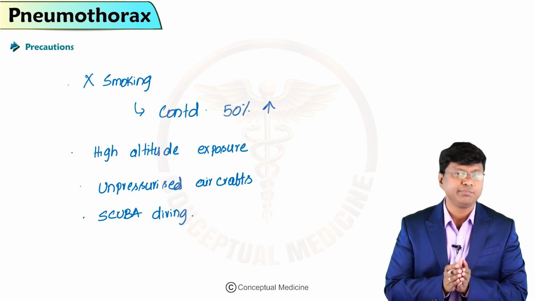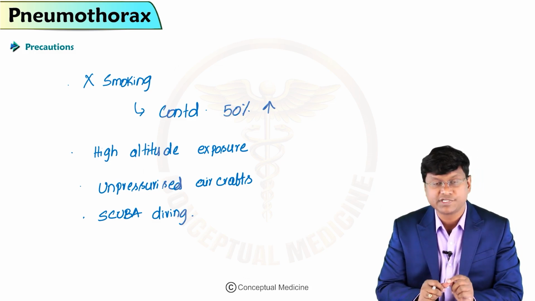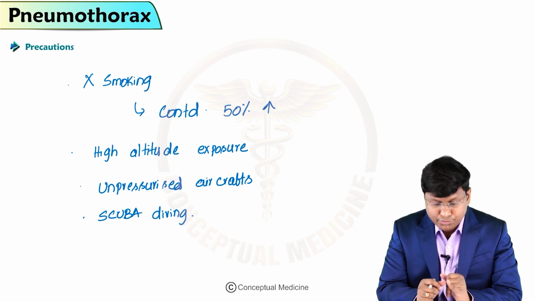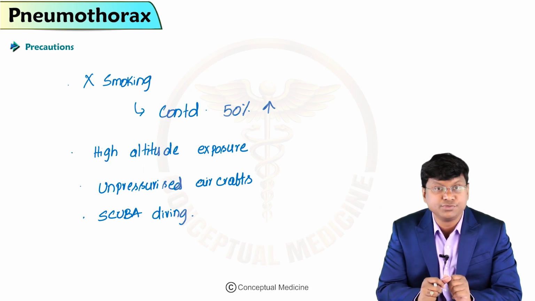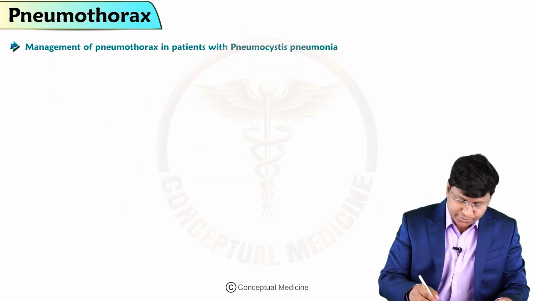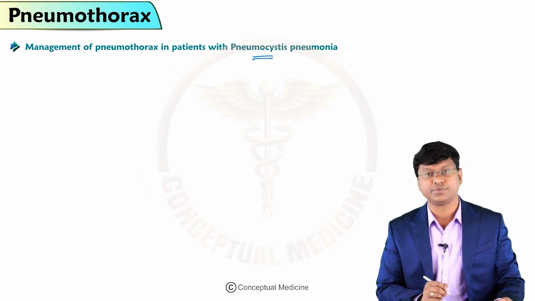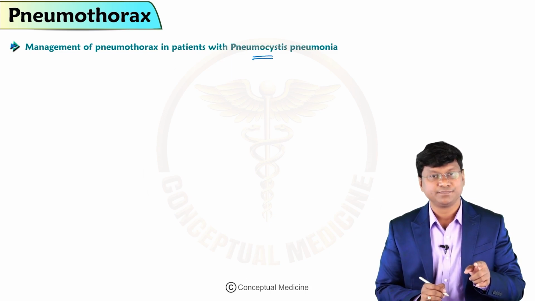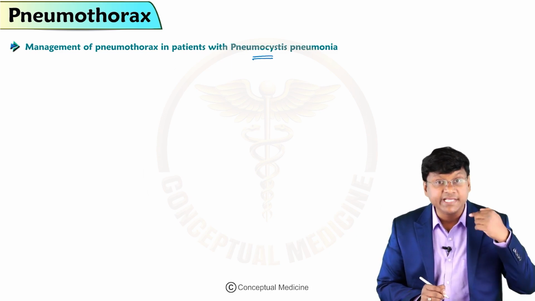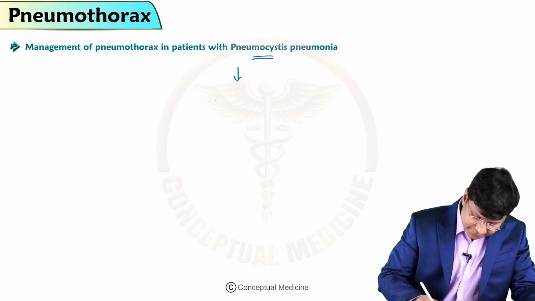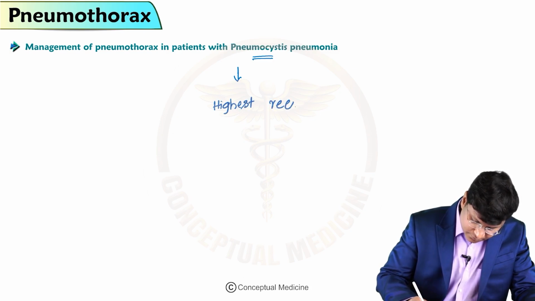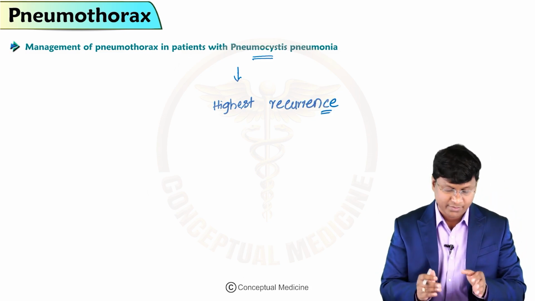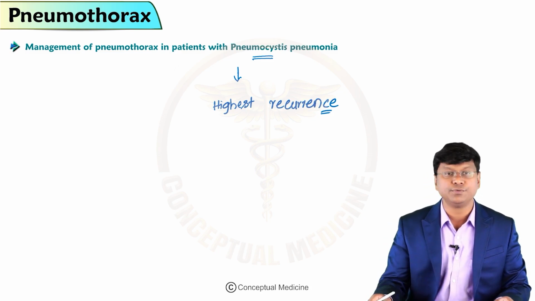Now, you have a very important clinical entity called pneumocystis jirovecii pneumonia. We have discussed that pneumocystis jirovecii pneumonia is one of the etiologies which can cause pneumothorax. Now, there is one important precaution that you need to take whenever you are treating pneumothorax in patients with pneumocystis pneumonia. Why? Because pneumocystis pneumonia has the highest recurrence of the development of pneumothorax. Right? The chance of recurrence of pneumothorax is very high with PCP causing pneumothorax.